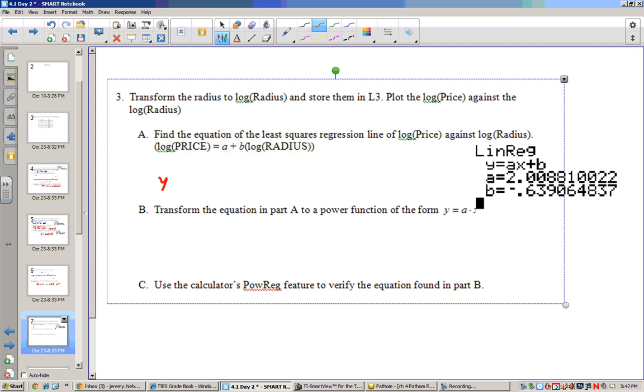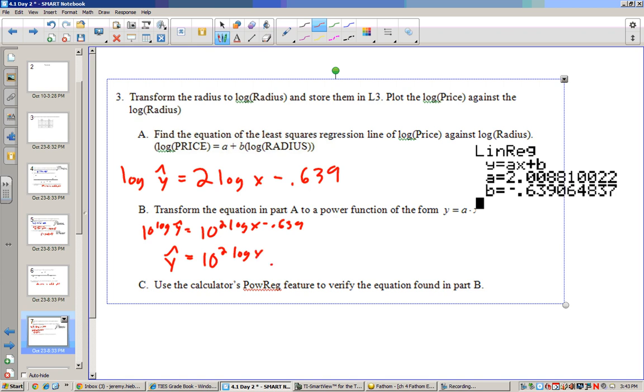So this is going to be log of y hat is going to equal 2 times the log of x minus 0.639. Now if I transform this, 10 to the log of y hat is equal to 10 to the 2 times the log of x minus 0.639. So I have y hat is going to equal 10 to the 2 times log of x. I'll separate this out first, so it's 10 to the negative 0.639. Now first, what we want to do is 10 to the log of x. That 10 and the log will cancel out, so that will just leave x down there, and the 2 is still left in the exponent.